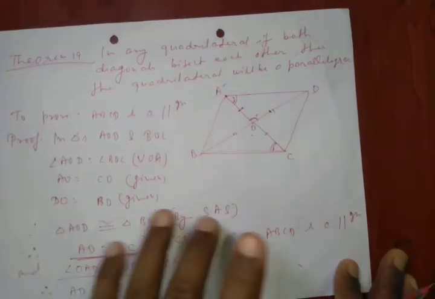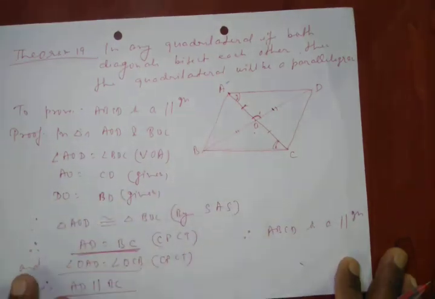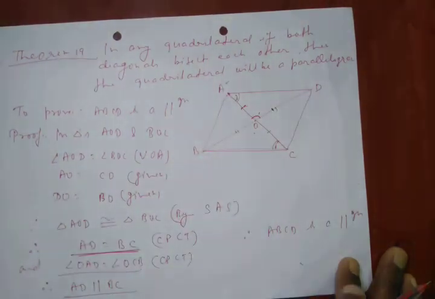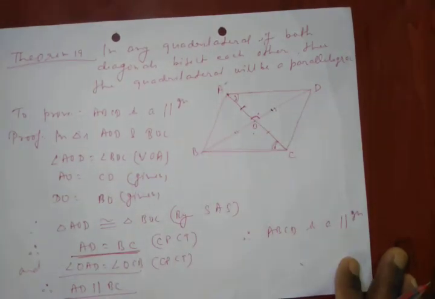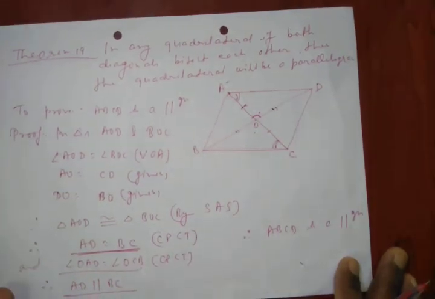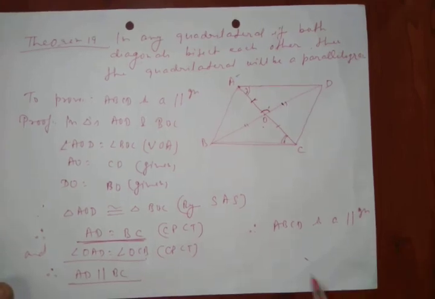So you must remember this theorem also, because when you solve the questions, then this theorem will be used to prove whether any quadrilateral is a parallelogram or not. So the statement is, again I will repeat, that this is a quadrilateral, and in this quadrilateral what is given is that the diagonals bisect each other. So when the diagonals bisect each other, then the quadrilateral is a parallelogram. So this is the theorem.